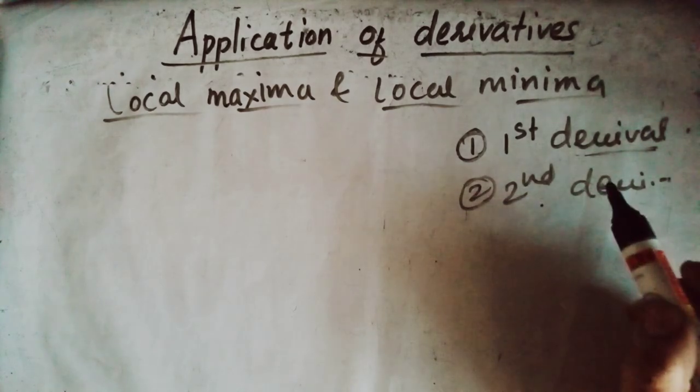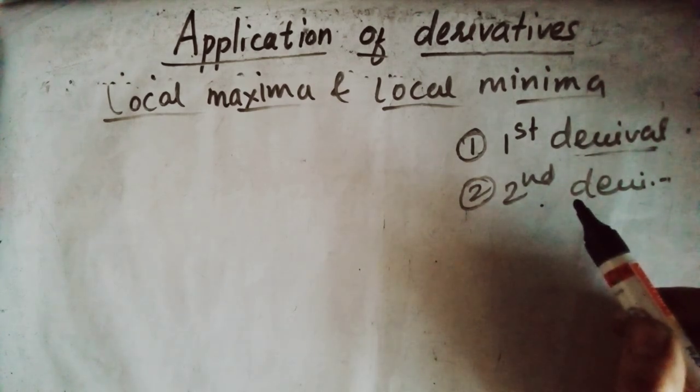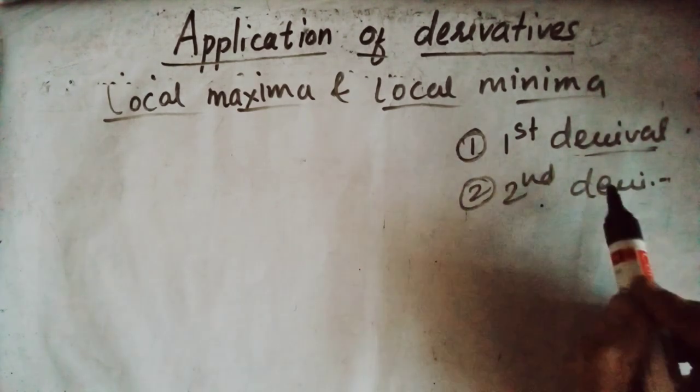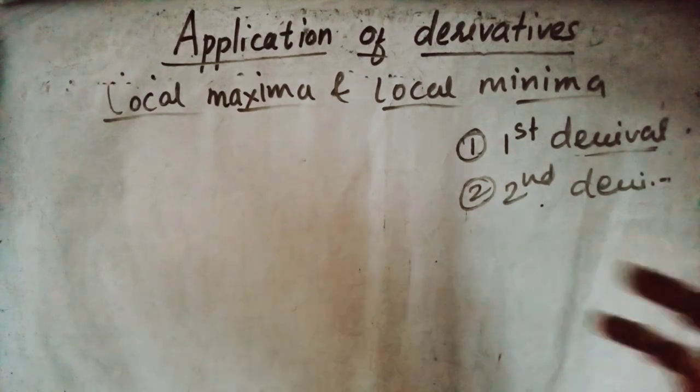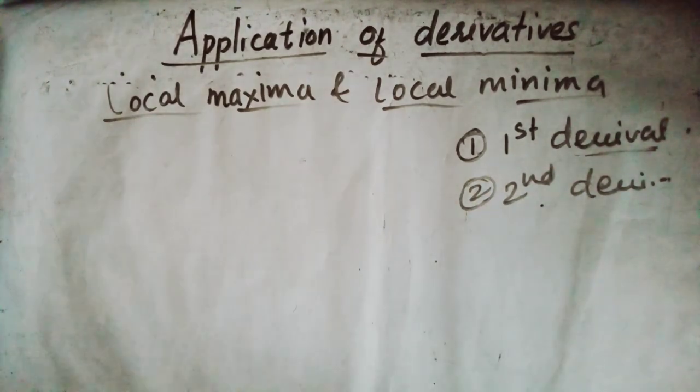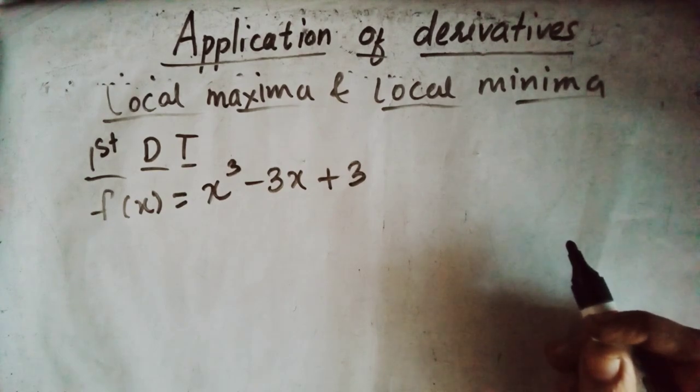For the second derivative test, you have to find the first derivative, then put it equal to 0, and then find the second derivative, and in that you put the critical points which you get, and then see whether it is greater than 0 or less than 0. So we'll just go through the examples. Let's solve this using the first derivative test.